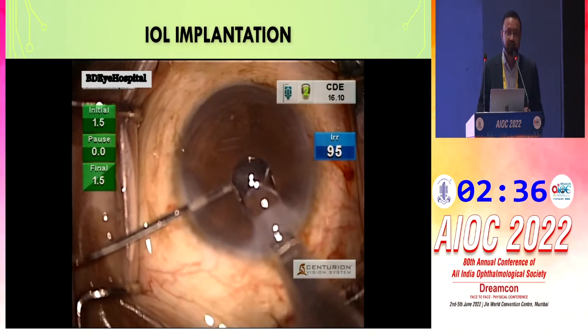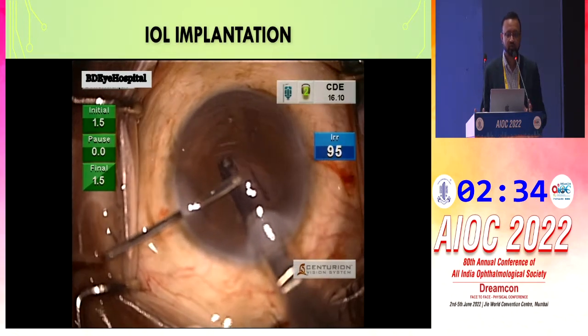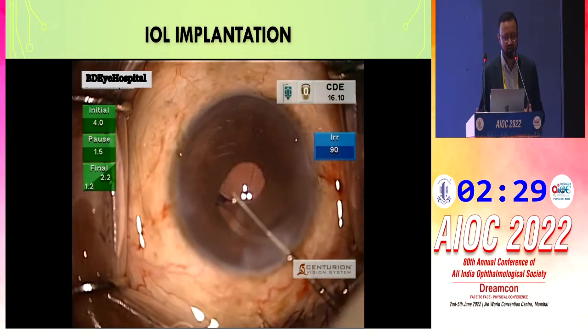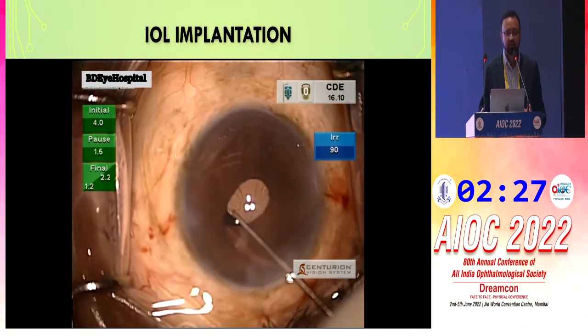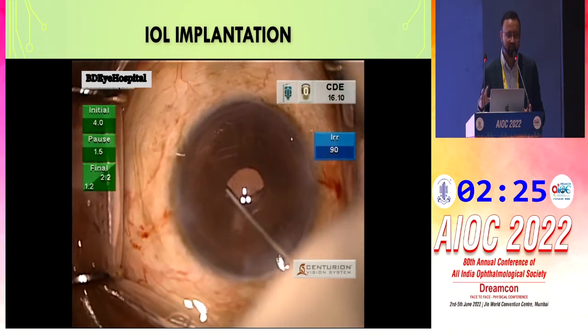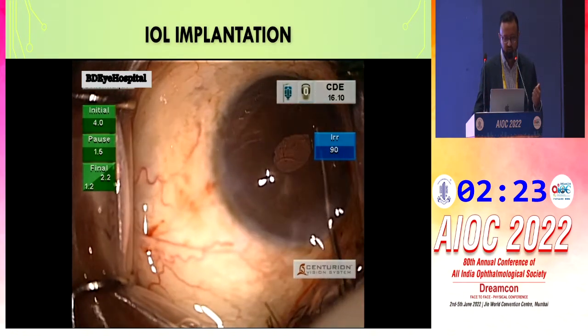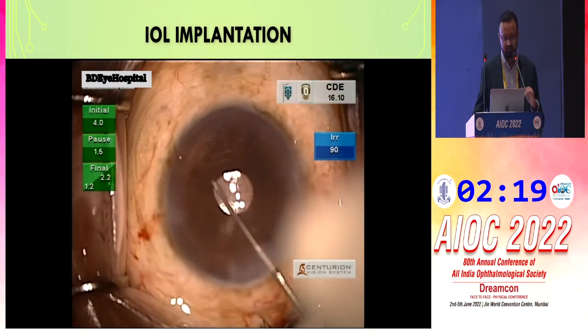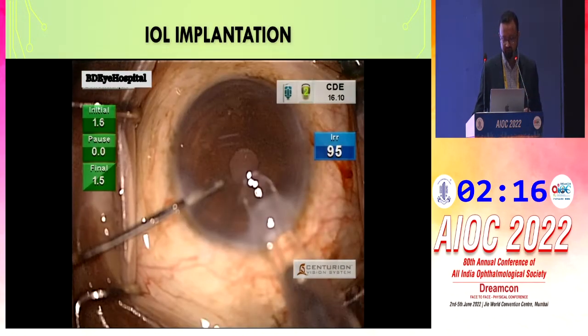In IOL implantation, I always say for the small pupil, go for in-AC implantation, not wound-assisted implantation. And we always check that the IOL is placed in the bag by pulling the iris with the ball dialer, so that I can see the capsule margin.